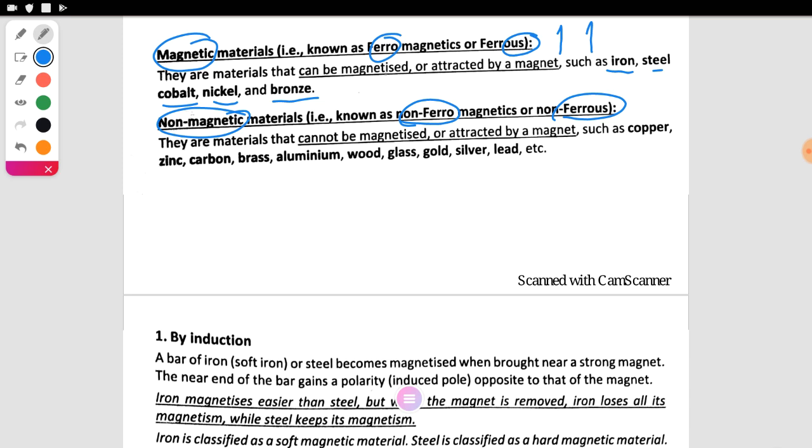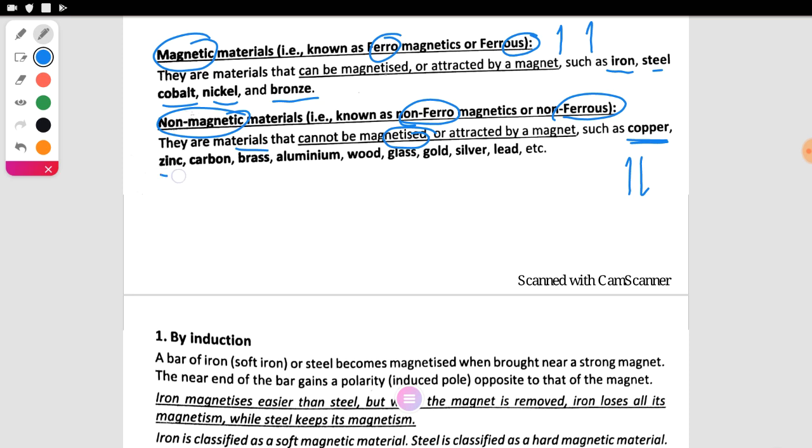Non-magnetic materials cannot be magnetized or attracted by the magnet due to the pairing of electrons inside them, like copper. All electrons inside it, according to Hund's rule, are paired. So the magnetic field of one electron is equal and opposite to the magnetic field of the second, so they cancel each other. This means that there is no magnetic field.